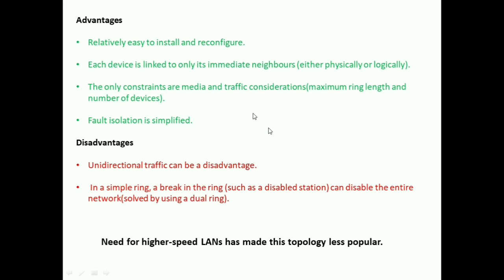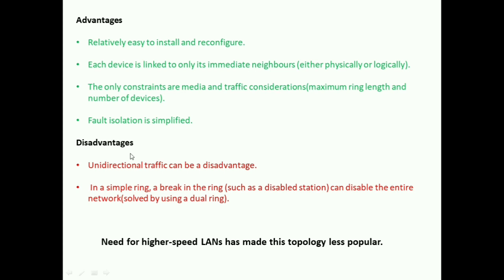Coming to the advantages, ring topology is relatively easy to install and reconfigure, and as each device is linked only to its immediate neighbors, both physically and logically, the number of wiring connections is also less. The only constraints are media and traffic considerations, that is, we have to take into consideration the maximum ring length and the number of devices also. And here the fault isolation is also easy.